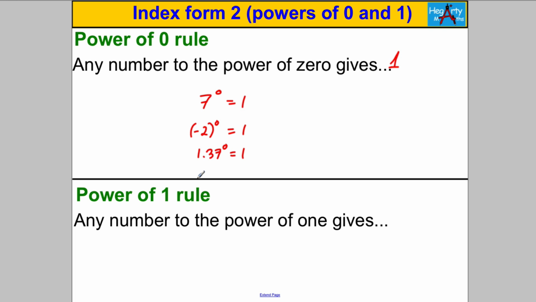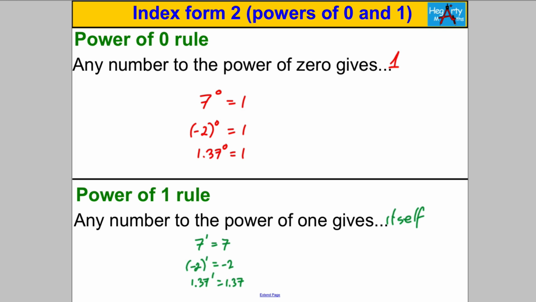Okay? And the power of 1 rule, this can be useful. You'll be surprised when we do some algebra later. Any number to the power of 1 gives itself, gives the same number back. So 7 to the 1 is 7. Negative 2 to the 1 is negative 2. And 1.37, let's say, to the 1 is 1.37. And if they're in our head, that's going to be useful to us in future work.